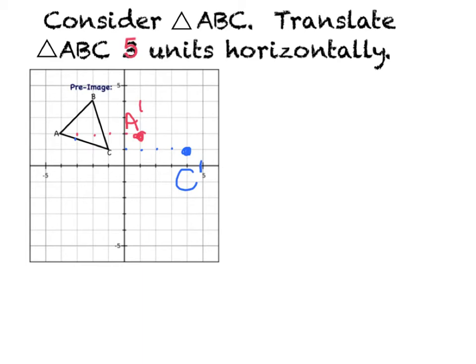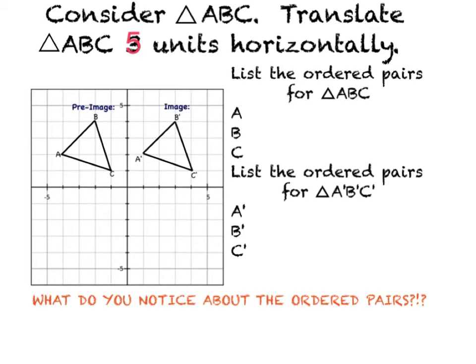So resume play on the instructional video once you have B prime plotted and you've connected A prime, B prime, and C prime with a straight edge. Now that you've connected A prime, B prime, and C prime with a straight edge, your image should look just like mine. All right, again, pause the video and take a moment to fill out the ordered pairs for triangle ABC and for triangle A prime, B prime, and C prime on your Chapter 7 instructional video note guide.